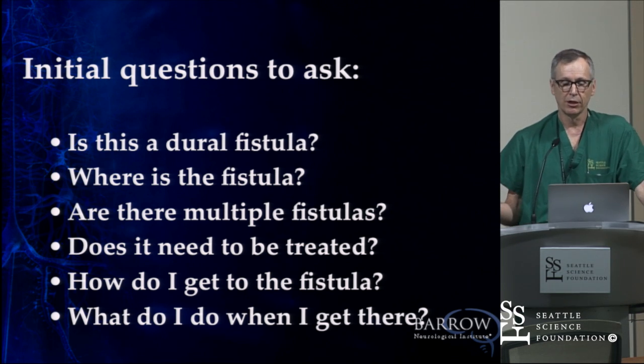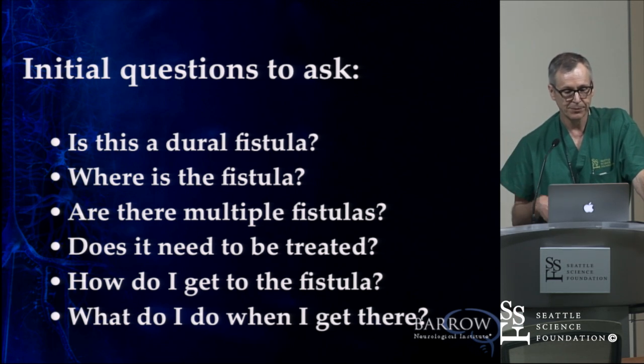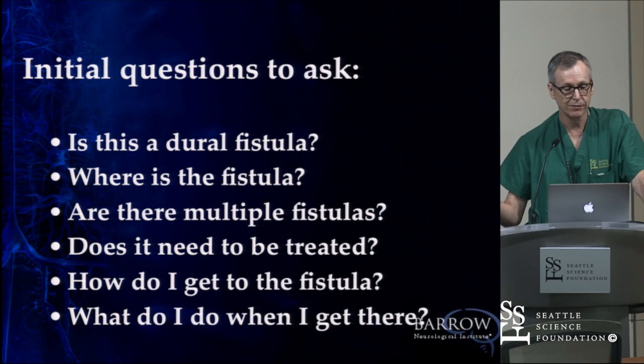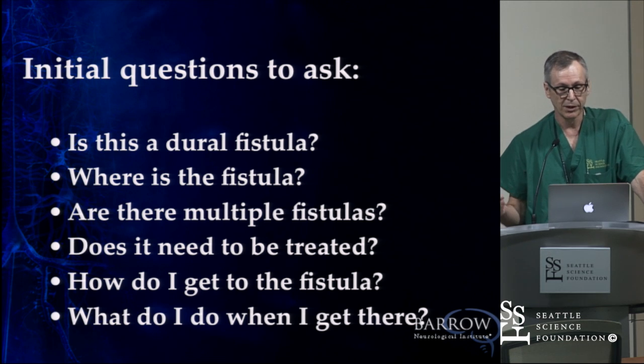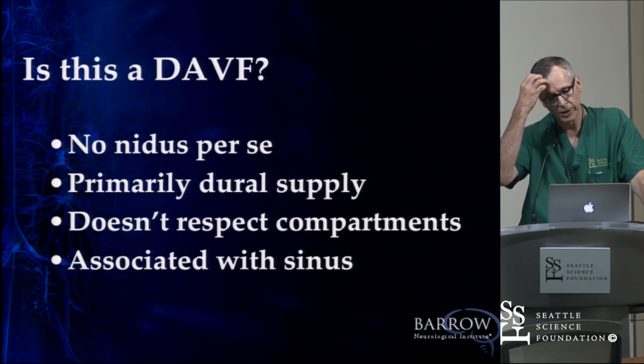So when you guys are just looking at a case in the emergency room or a case referred in or whatever, you should be running through your head: is this a dural fistula at all? Dural fistula versus arteriovenous malformation. If it's a fistula, where is the fistula? Is it single? Is it multiple? Does it need to be treated? How do I get there if I am going to treat it? And what do I do when I do get there? What do I treat it with? Those are the questions, and we'll answer these questions sequentially.